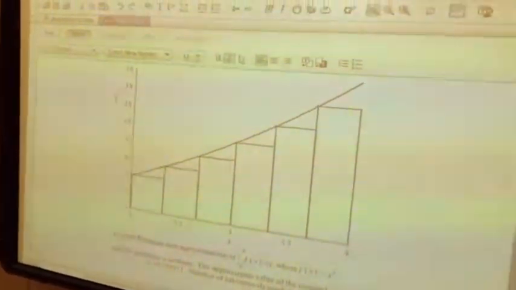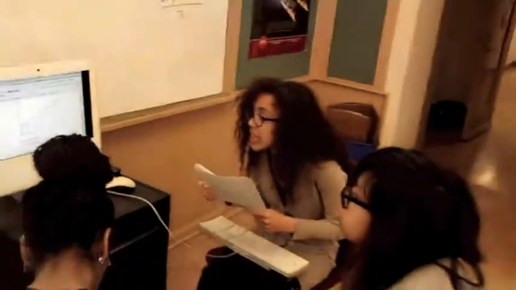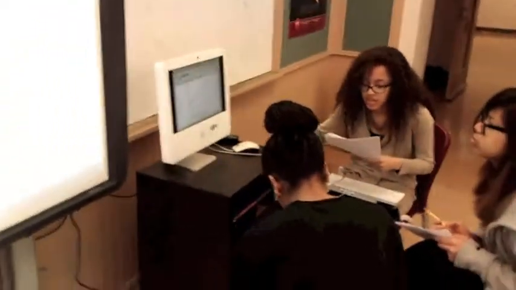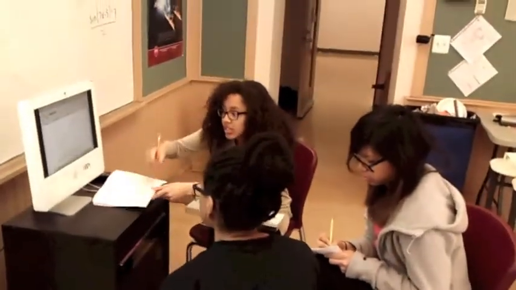I guess I should have had that code on the front page. All right, so which part of the rectangle is hitting the curve? The left. That's why they call it left Riemann.